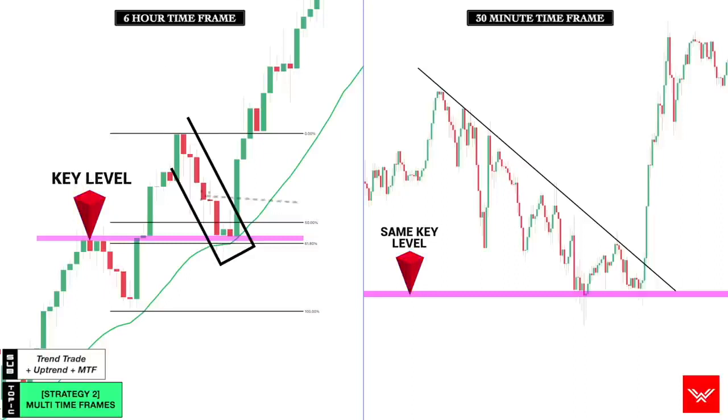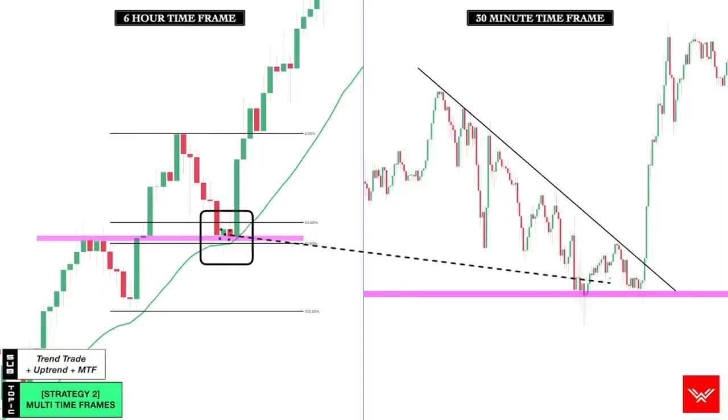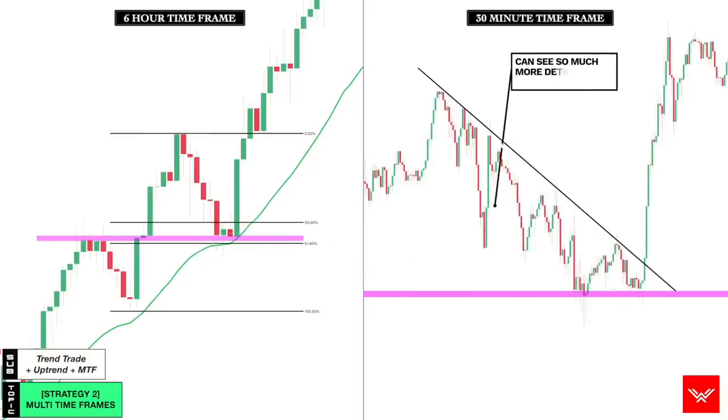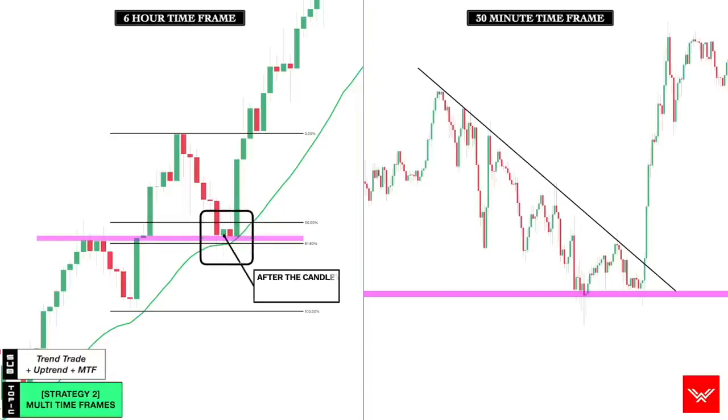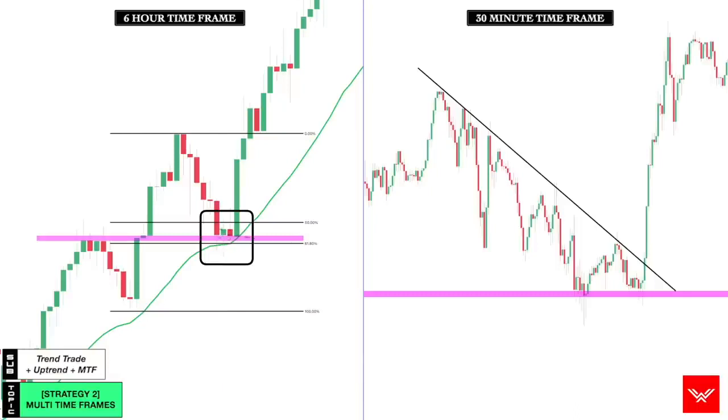Same key level, same pullback, same area of confluence. Now, notice how on the 30-minute time frame on the right, you can see so much more detail and can actually see the swings of price in comparison to the 6-hour time frame on the left. So again, after you had these long wick candles react to the area of confluence, you were looking for any form of price action that signaled a trend change from a downtrend to an uptrend. And in this case here, here's what you had.